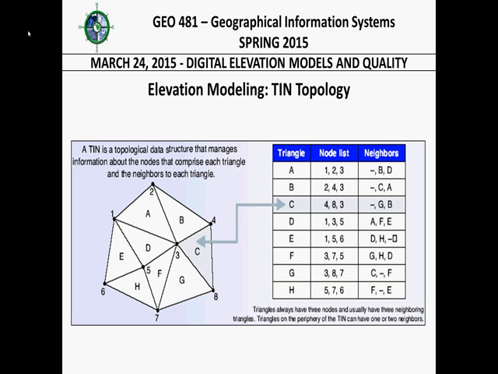Difficult to process is a disadvantage. It's a complicated algorithm. Luckily in 2015 you don't have to do it. ArcGIS will do it for you, but ArcGIS has to work hard to do something like that. It's a complicated algorithm to come up with something like a TIN for the computer program.